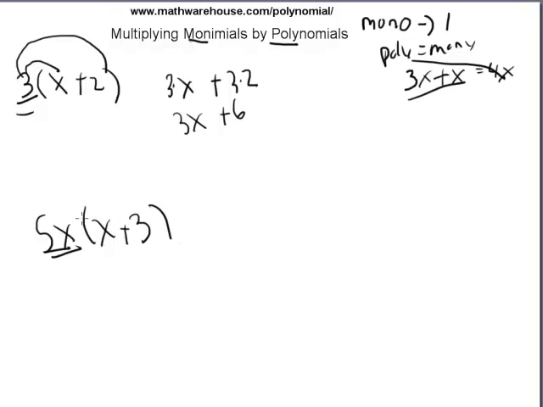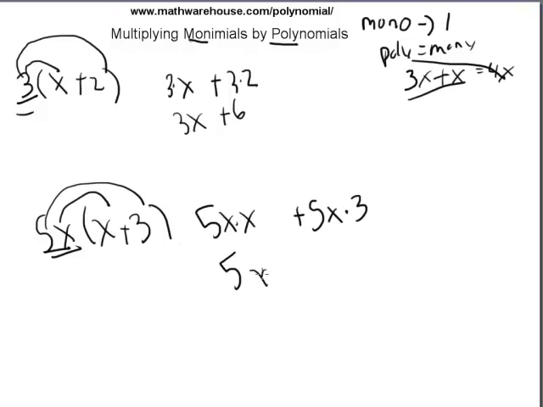Right? So let's do the same thing. Step 1 is to distribute: 5x times x, plus 5x times 3. And then the only other step is to simplify. x times x is x squared, and 5x times 3 is 15x. Okay, so quick recap. This is a 2-step process. Step 1 is to distribute the monomial to each term in the polynomial. And then step 2 is to just simplify.